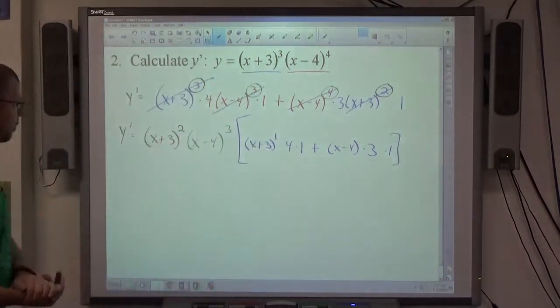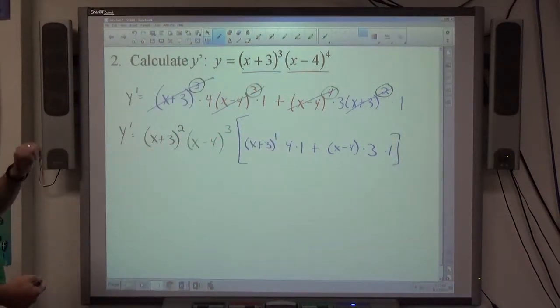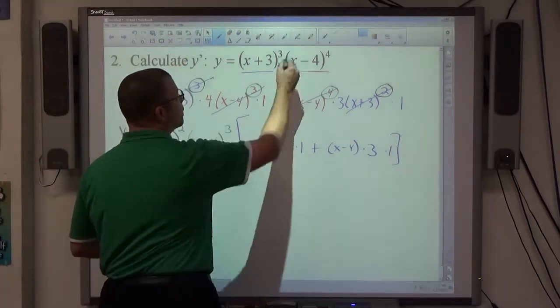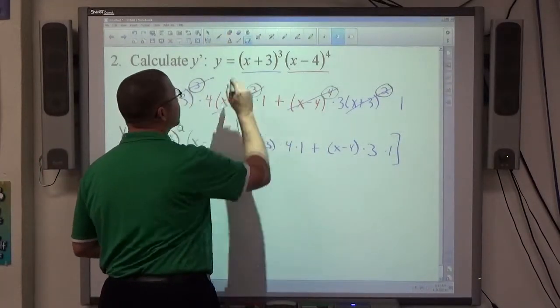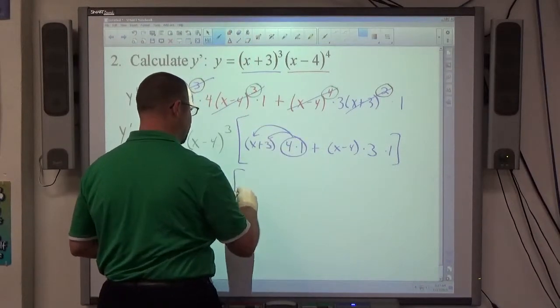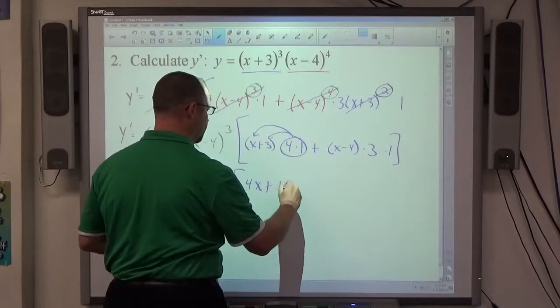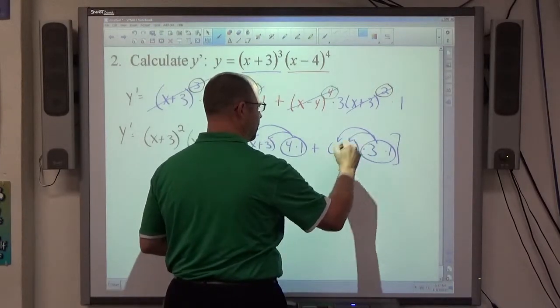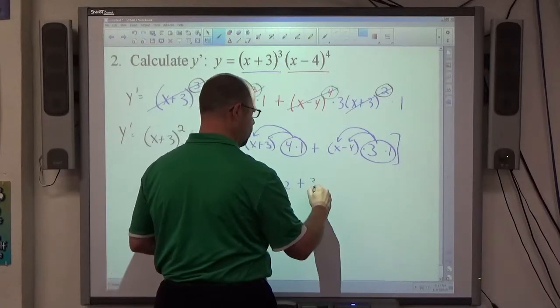So that gets me to this point. The green and the black are perfect. The blue has to be fixed now. And all they have is this, this is to the first power. I don't need the first really up there. 4 distributed through here is going to get me 4x plus 12. And 3 distributed through here is going to get me 3x minus 12.